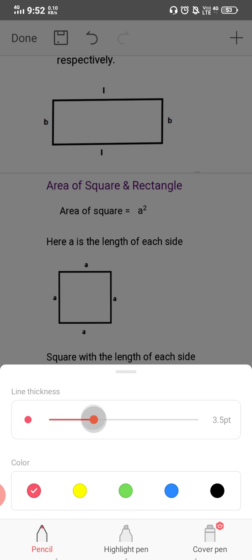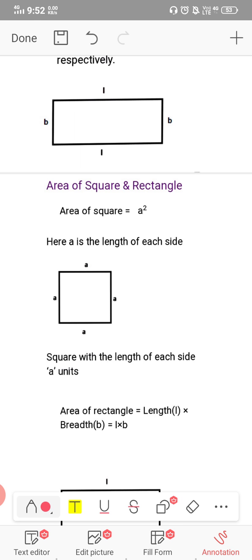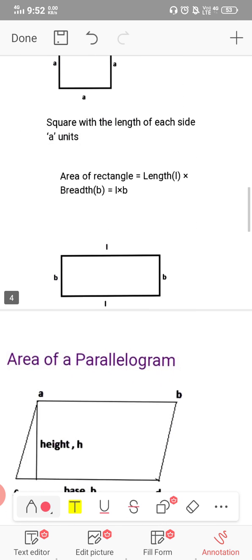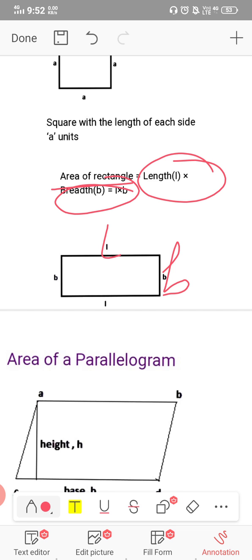Now the area of a rectangle is length into breadth, where we can see that L is the length of the rectangle and B is the breadth of the rectangle. So the area of the rectangle is L into B.